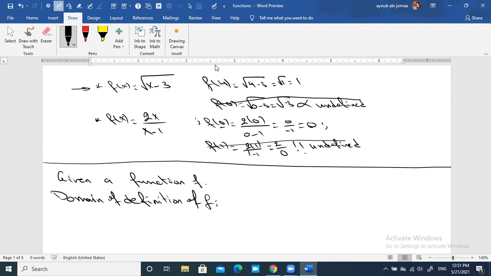Here f of 1 is not defined. So is 1 in the domain? No, 1 is not in the domain because f of 1 is not defined. So when you talk about the domain of definition of a function, it means that you are finding the set of values of x in which f of x is defined.